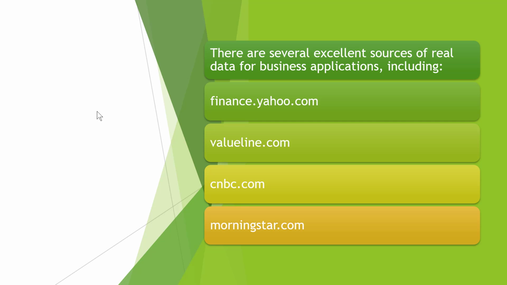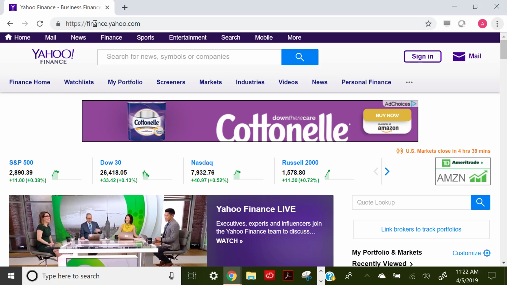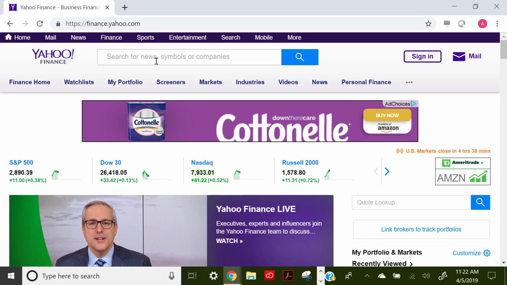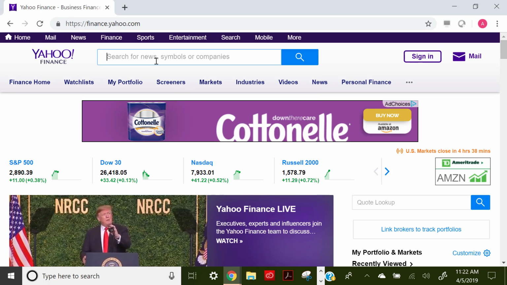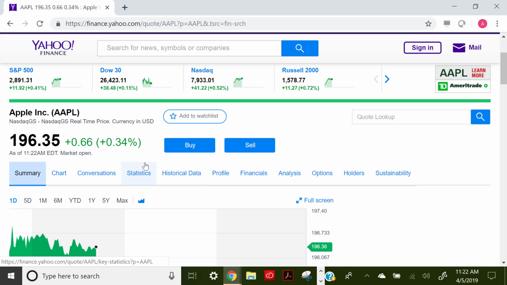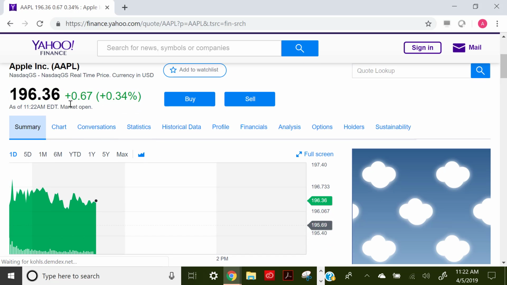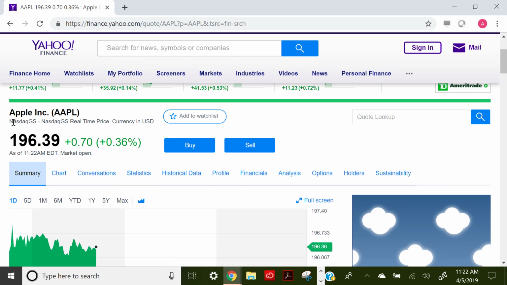So why don't we take a look at finance.yahoo.com first and analyze for a few minutes the value of Apple stock. Okay, so we go to finance.yahoo.com and we enter their ticker symbol, AAPL, and you'll discover, first of all, that they will show us the current situation with Apple's stock price. At the moment, the stock is selling for $196.37, and you can see it trades on the NASDAQ exchange.